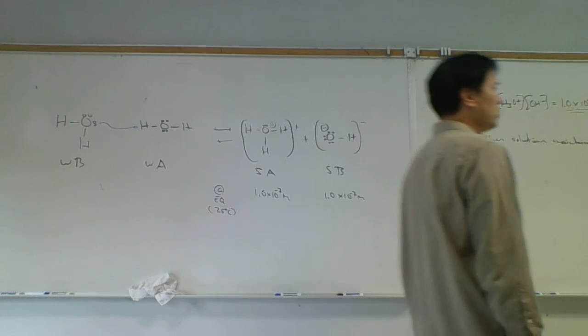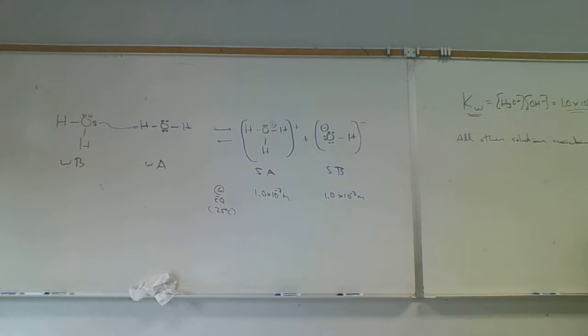Therefore we have this way of defining what an acid is. An acid solution is one in which the hydronium, or H plus, is greater than the hydroxide. A neutral solution is when the hydronium equals the hydroxide. A base solution is when we have more hydroxide than hydronium. But we're going to have both of these present at all times in water.